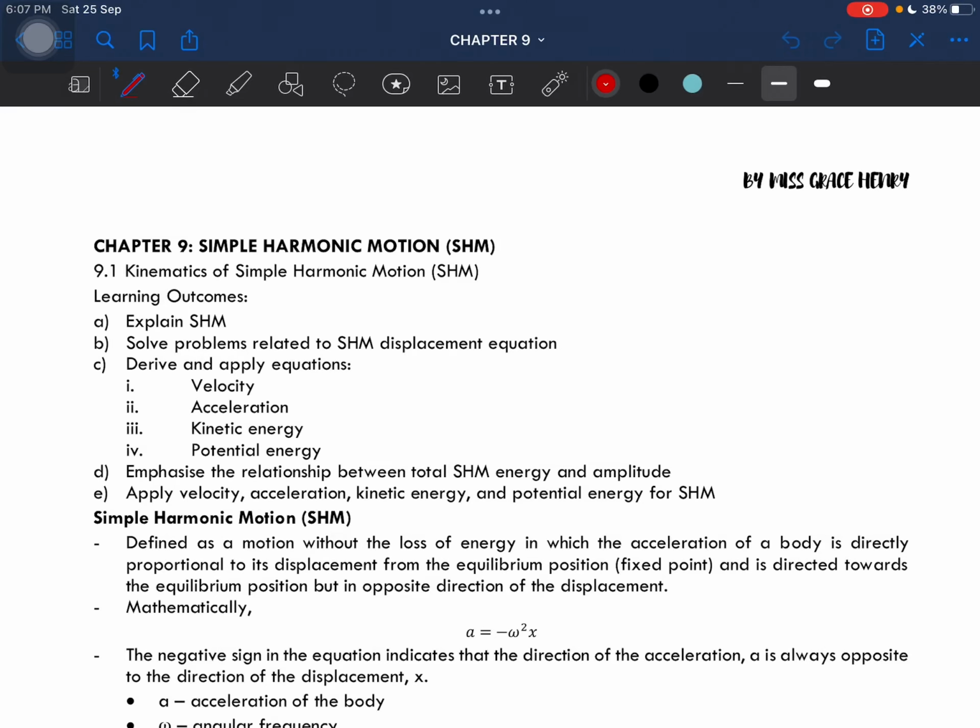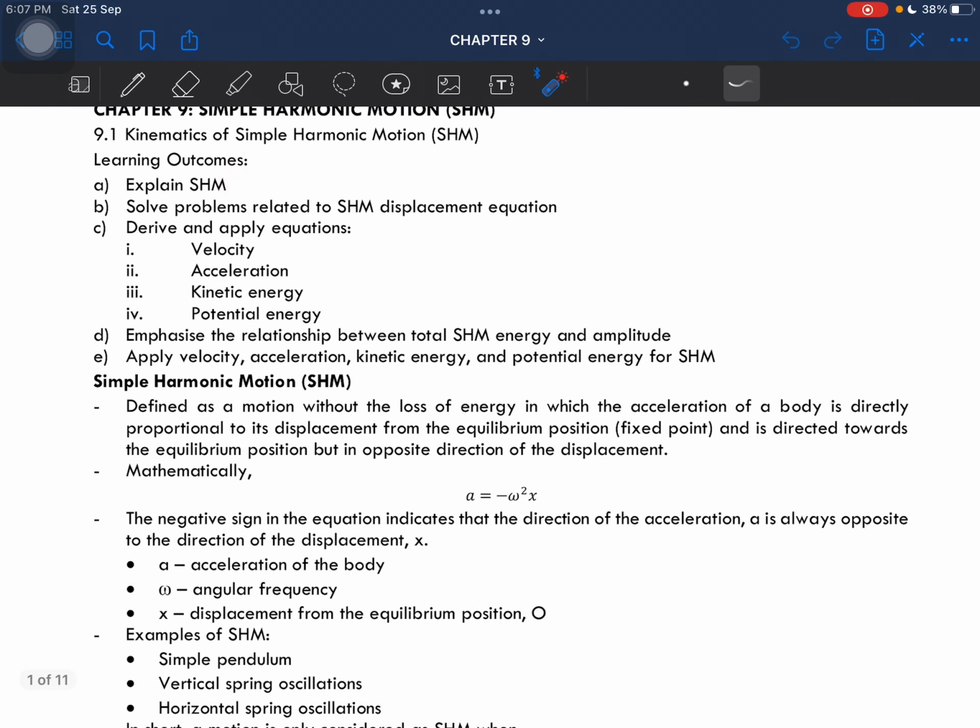Okay, chapter 9, which is on simple harmonic motion. In this chapter, you will have 3 subtopics. The first one is on kinematics of SHM. In this subtopic, you should be able to explain what is simple harmonic motion, and solve problems related to the SHM displacement equation.